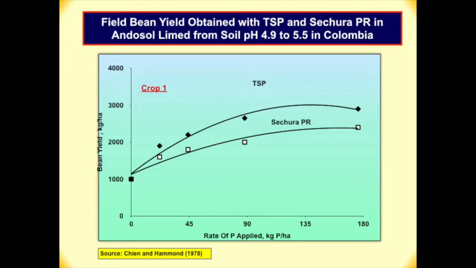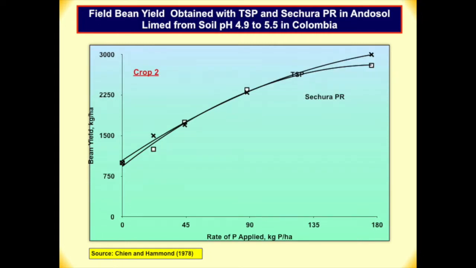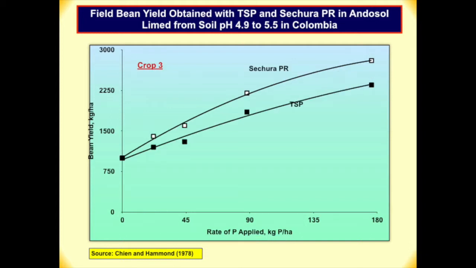Now, we all know that rock has a long-term residual effect. Say crop 1, this is a field bean in Colombia. Lime to 4.9 to 5.5, so that reduced the aluminum saturation. The crop 1 is lower than TSP, and then crop 2 about the same, and crop 3 performed better than TSP. So it demonstrates the highly reactive rock has long-term residual effect than water-soluble P.